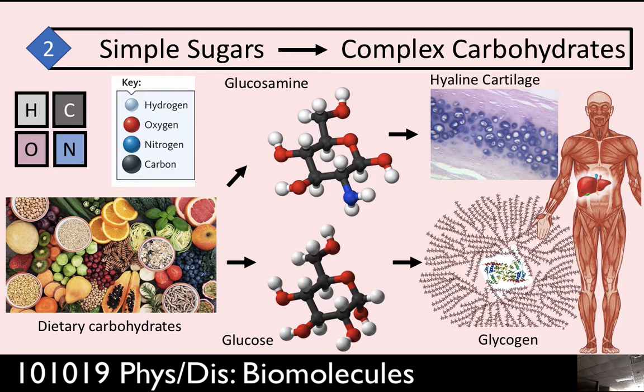N-acetylated sugars, sugars that have nitrogen in them, are important for making things like cartilage. You've probably heard of glucosamine before. Your grandma maybe takes glucosamine. Joints. And this is glucosamine. It's just a glucose with an amine group. We know what an amine group looks like. We saw it on the amino acid. When it's attached to a glucose molecule, it becomes glucosamine. Glucosamine is important in making a bunch of things, one of them being cartilage.